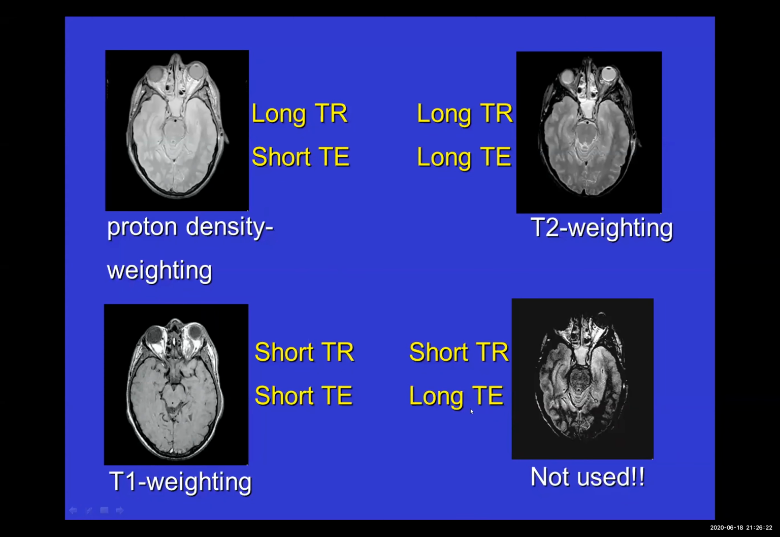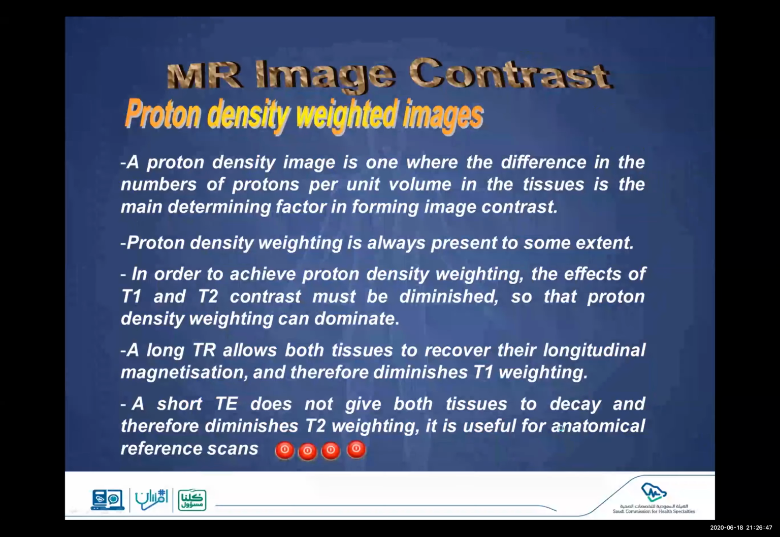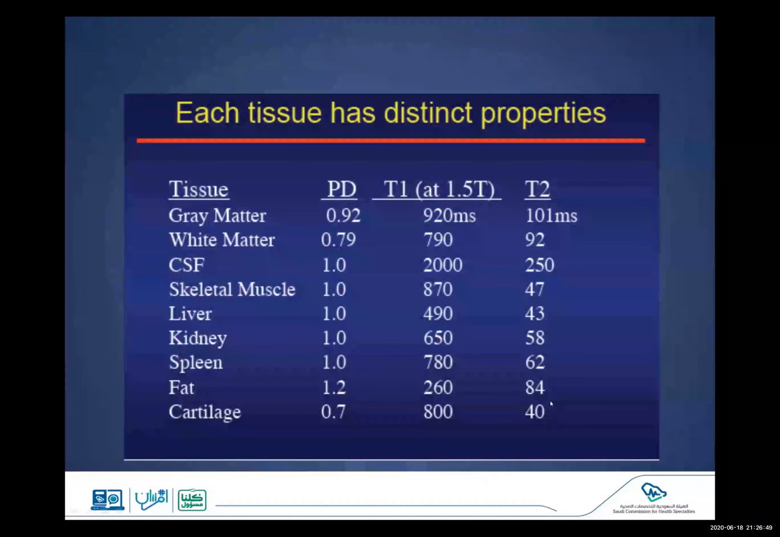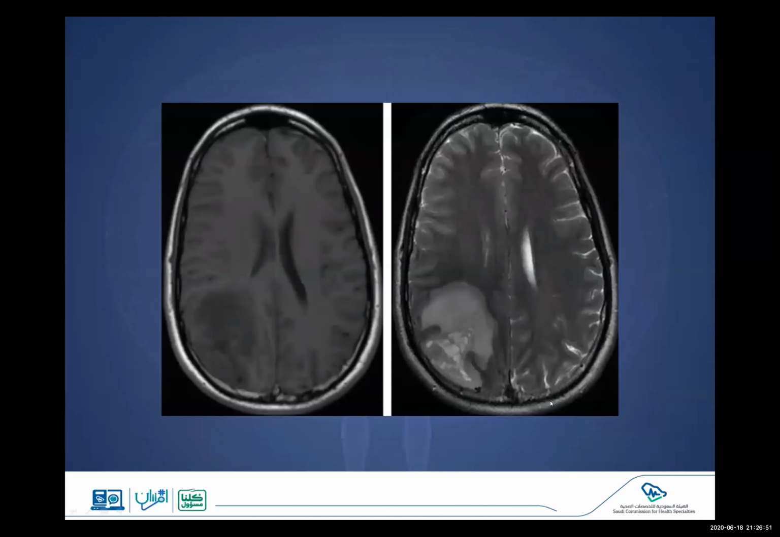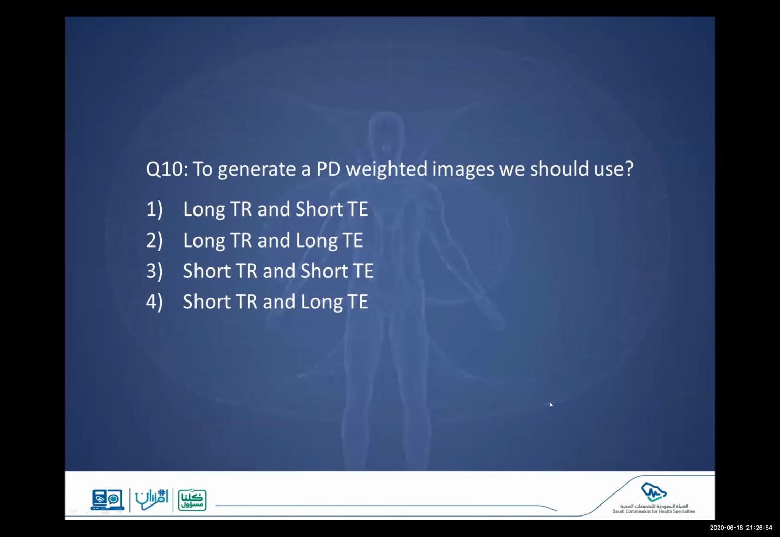If I select my TR too short and a long TE, I will get an image something like this. I'm not getting enough signal recovery because my TR is short, so I'm losing a lot of my signal. Again, by using a long TE, there is too much dephasing. So I'm losing signal both ways, and that's why the image looks like this. It's not really useful. This is a comparison between T1 and T2 weighted images.